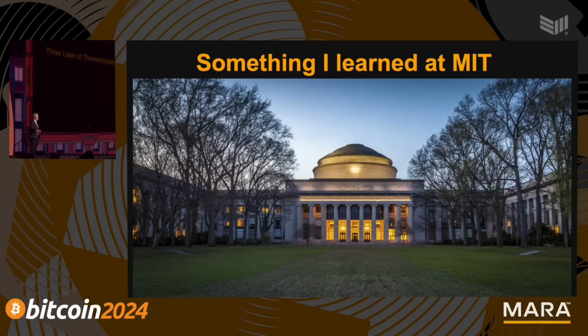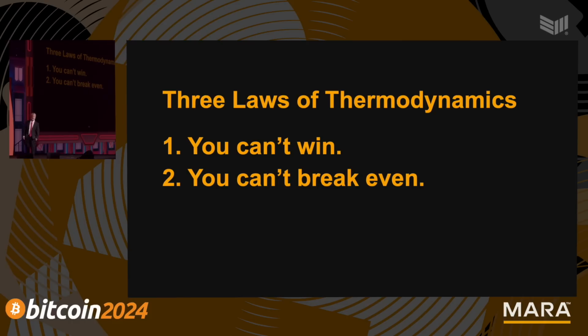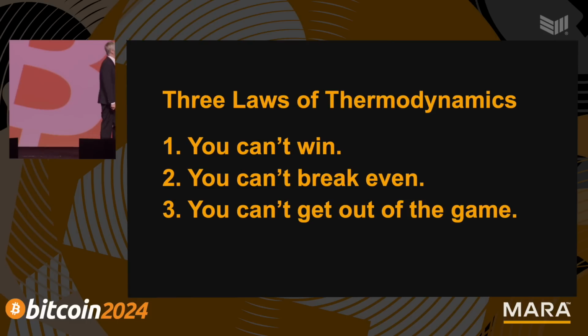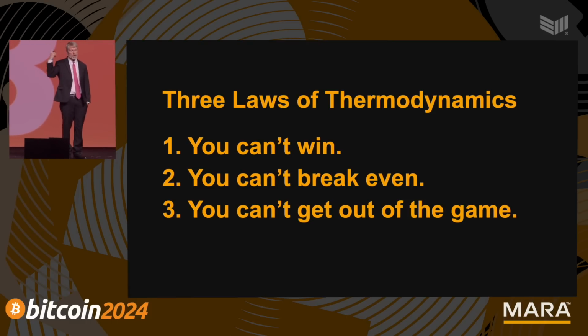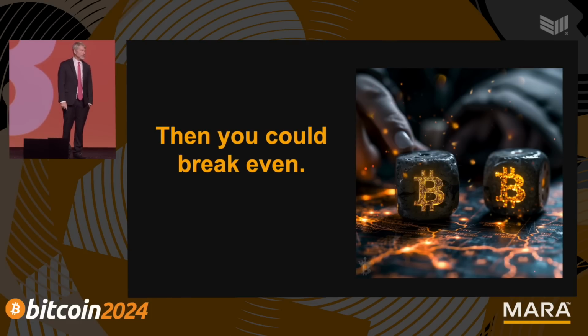Something I learned at MIT, the 3 laws of thermodynamics. You can't win. You can't break even. But you can't get out of the game. So you could stop right here and be a little bit depressed, but then again, we don't want to lose. So you start thinking, what if we could find a way out of the game? Then we could break even. Then you could win.